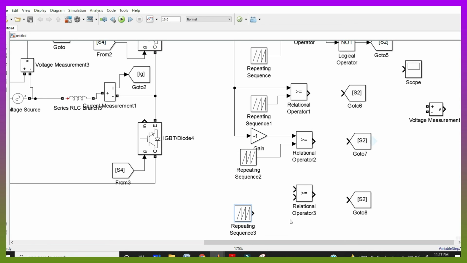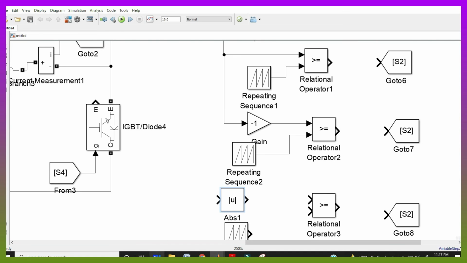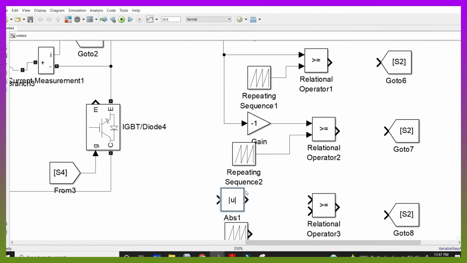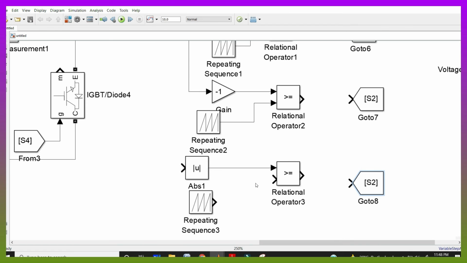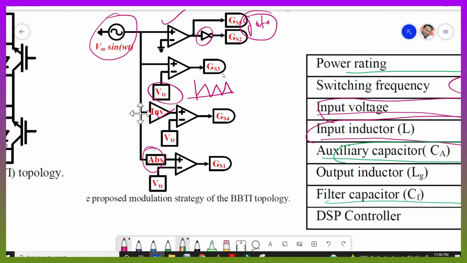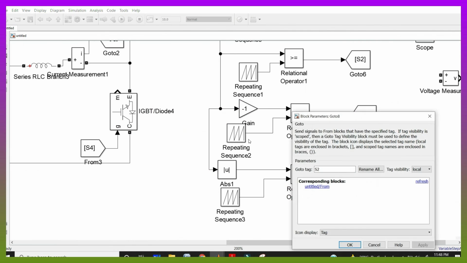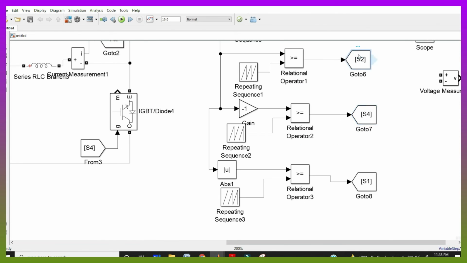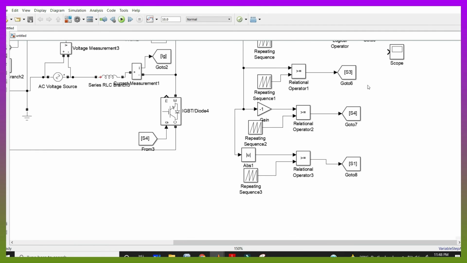And take the ABS here. Why ABS? Because in our control diagram they are giving the ABS, that's why I am taking it here. Give this ABS to this one and this one like this. That's it. Now give all these switching pulses to our switches and name these three switches S1, S4, S3, right? So this is S1, this is S4, and this is S3. Like this you can take all the switching pulses.